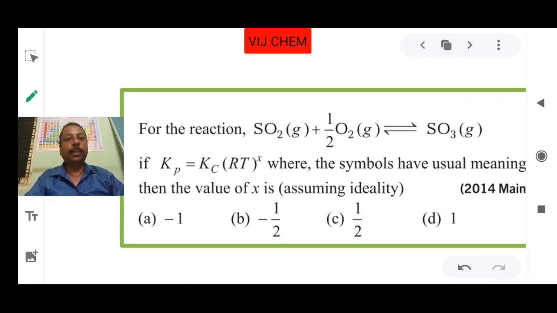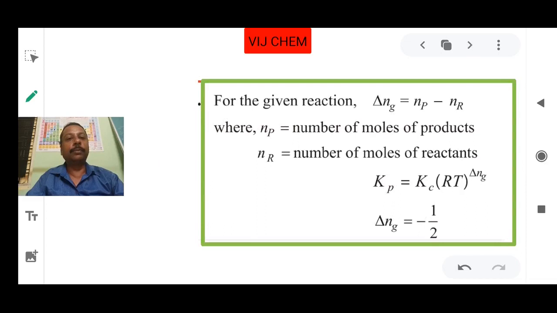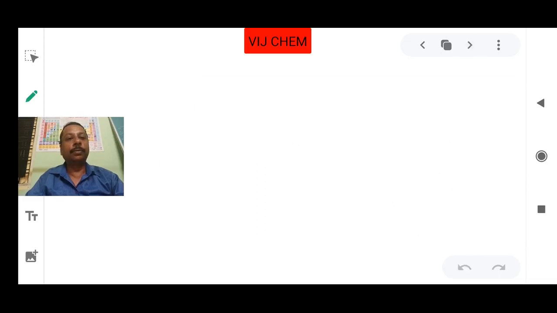Okay, so next question is here. Start. Very easy question. For the reaction SO2 plus half O2 reversible SO3, Kp is given and the x value you have to find out. Very easy question. So this was from the 2014 Mains. I don't think you require full time for this. Should I stop? Okay, I am stopping it here only. Very simple question.